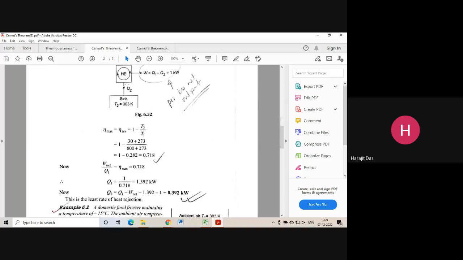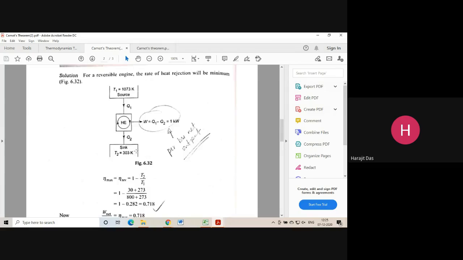So we need to find the heat rejection, that is Q2. So Q2 will be what? Q1 minus Q2 is W, so you can find Q2. Q2 will be Q1 minus W net. Understood? So 1.392 minus 1, so 0.392 kilowatt will be the minimum amount of heat which is rejected to the sink by this heat engine. Understood?